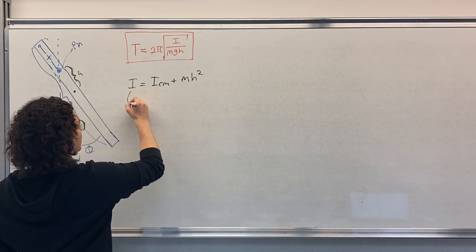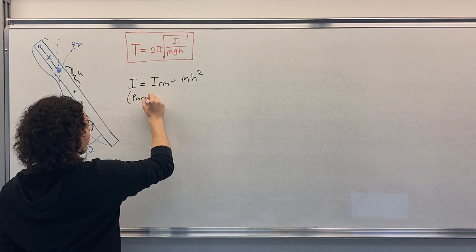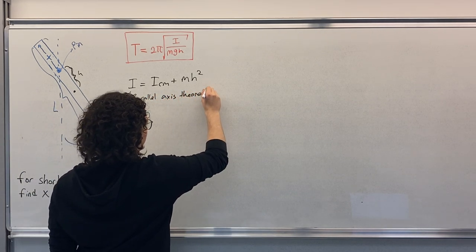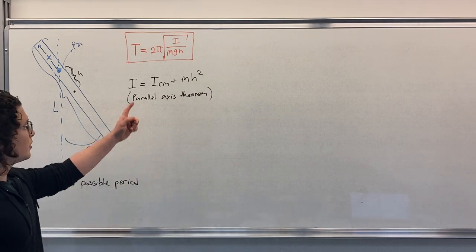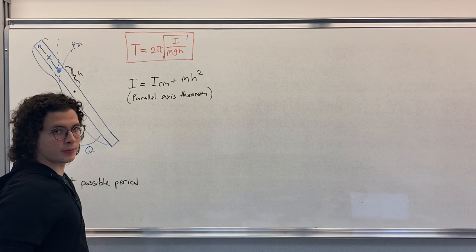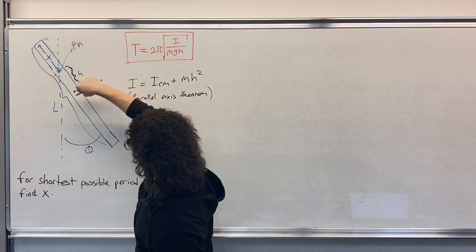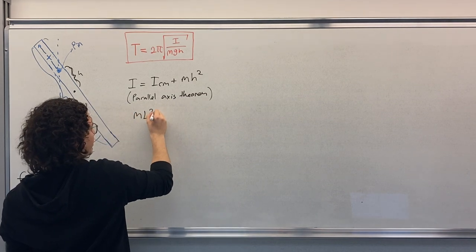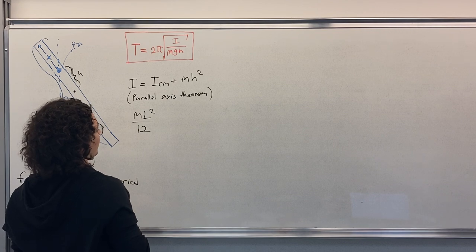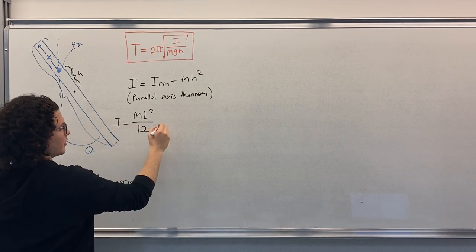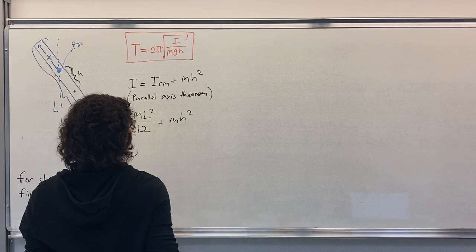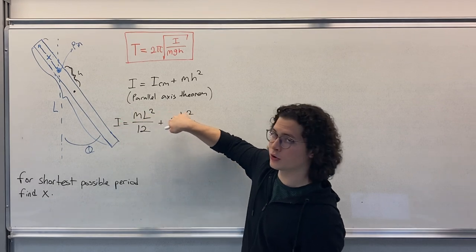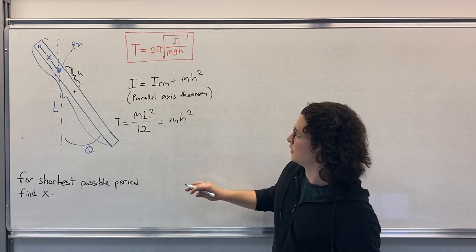Let me write it here. Now we know that I center of mass, when it's pinned here, is m l square over 12. I is equal to this plus m h square. So this is our expression for the moment of inertia. Let's write it in the formula.